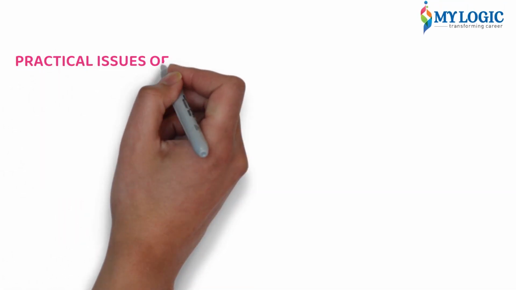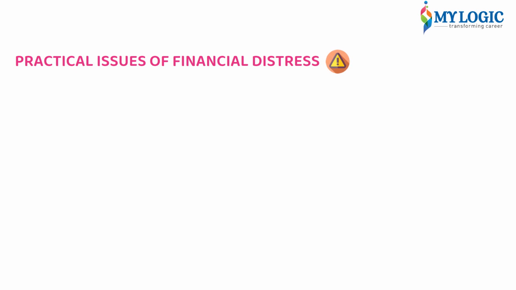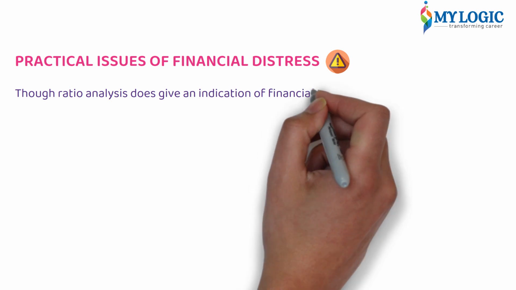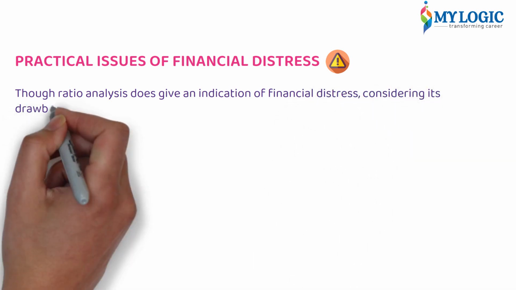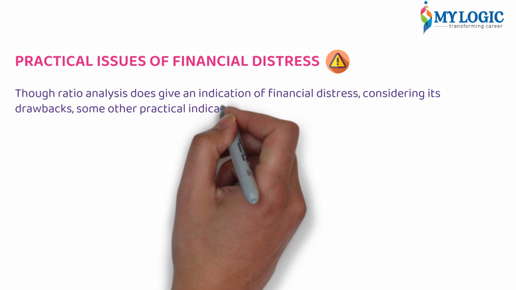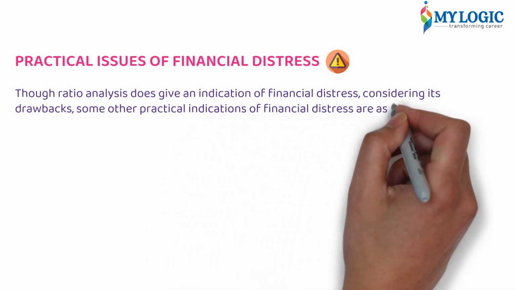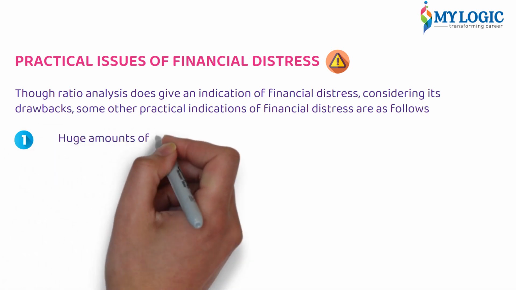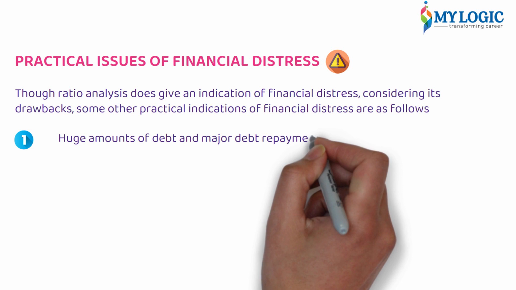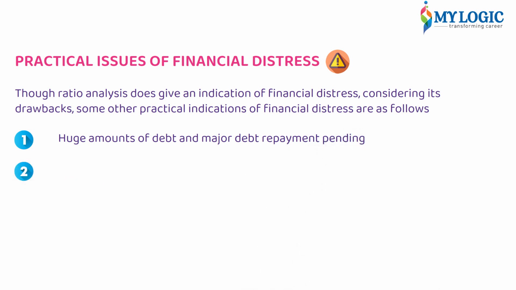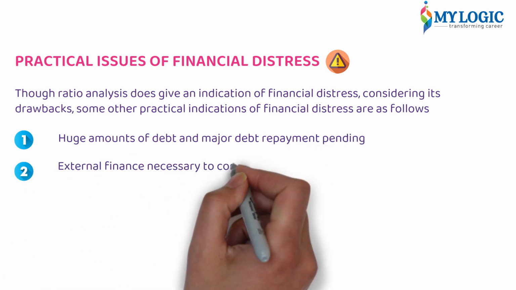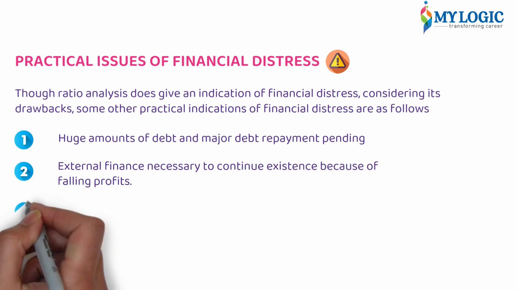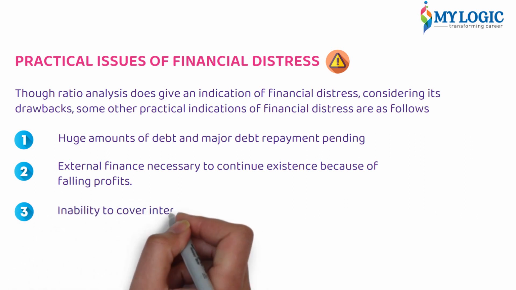Practical issues of financial distress. Though ratio analysis does give an indication of financial distress, considering its drawbacks, some other practical indications of financial distress are as follows. Number 1. Huge amounts of debt and major debt repayment pending. Number 2. External finance necessary to continue existence because of falling profits. Number 3. Inability to cover interest payments.